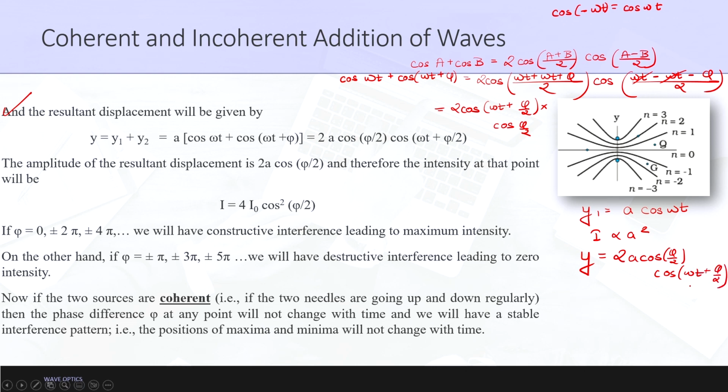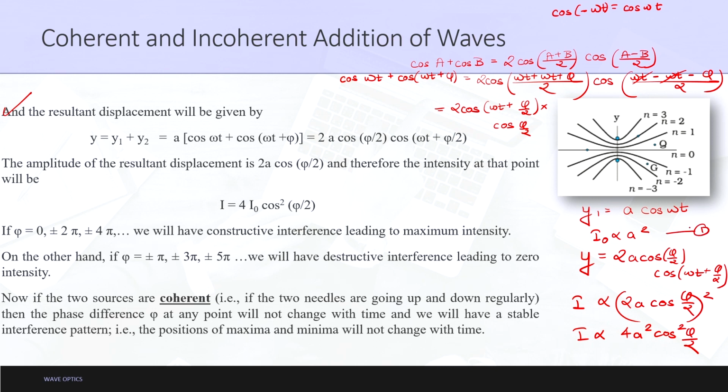As we know, intensity is proportional to the square of the amplitude, and here the amplitude is 2a cos(phi/2). Hence, intensity, let me write this as I naught, is nothing but the square of 2a cos(phi/2), which is directly proportional to 4a squared cos squared (phi/2).